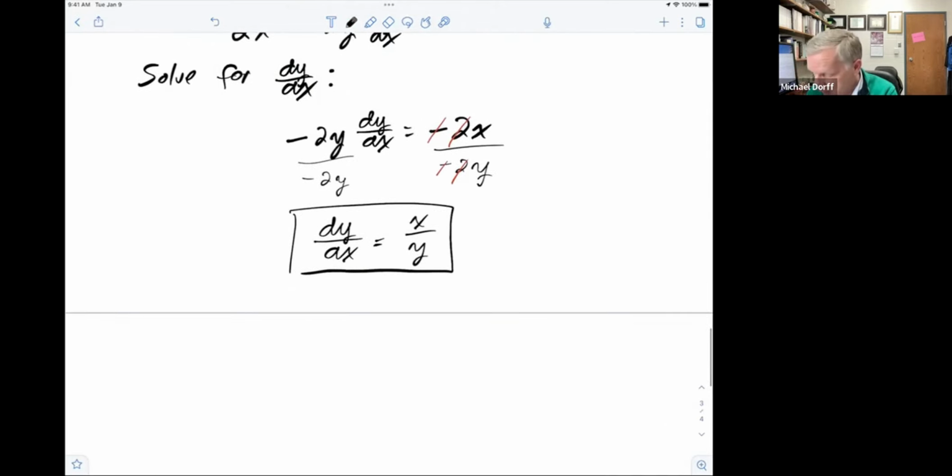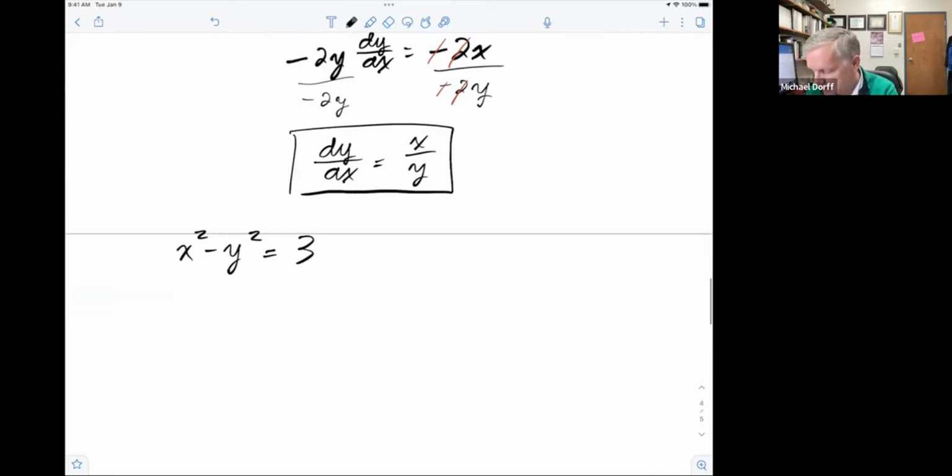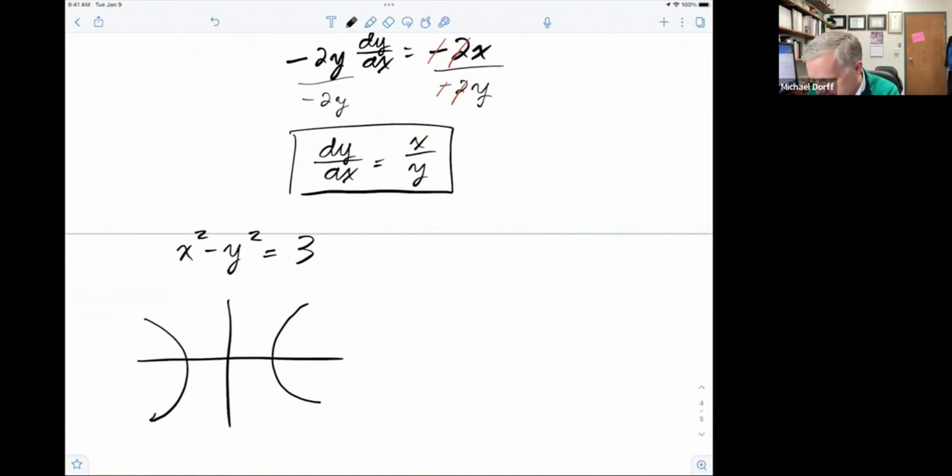Now, what is the equation? Remember, our original function was x squared minus y squared. Oops, that's a y squared. Let me go back and fix that. x squared minus y squared equals 3. That was our original function. If it had a plus in there before the y squared, it would be a circle. But because it's a minus, it's a shape that's called a hyperbola that looks like this.